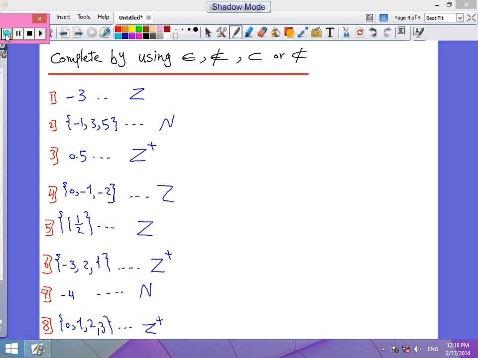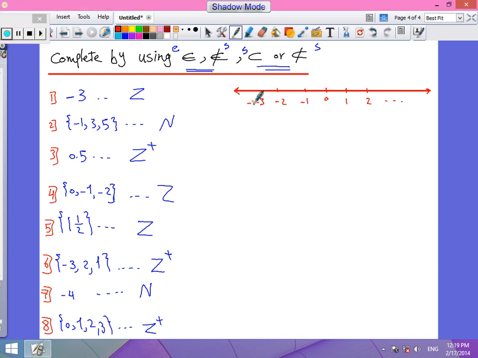Now complete the following example by using belong, doesn't belong, subset, or not subset. We know that belong and doesn't belong, we use if we have an element and a set. But subset or not subset, we use when we're comparing between set and set. For example, in number 1, negative 3 and the set of integers. By using the number line, we have negative 3 belongs to Z, then the result will be belong.